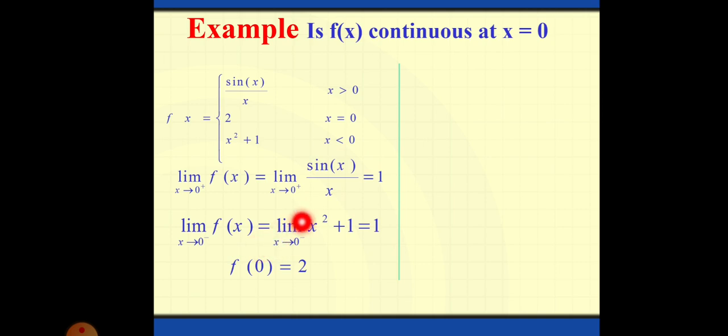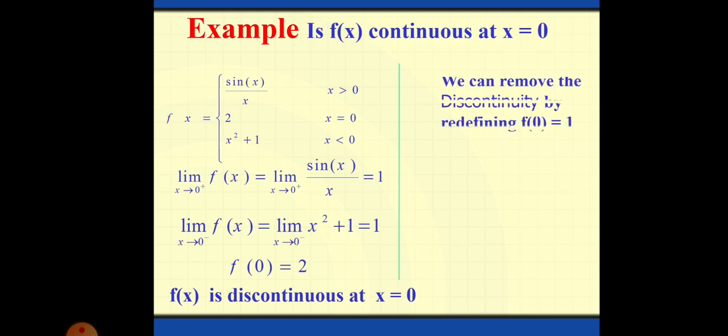But f of 0 equals 2. So f of 0 doesn't equal the limit of f of x when x approaches 0, so this function is discontinuous at x equals 0.